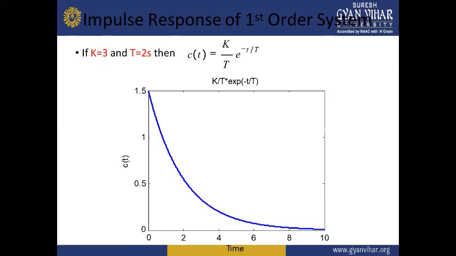So if I plot this for various values of the gain and for T equal to 2 seconds, I will be getting the response of our exponentially decaying system. That means for K equal to 3 and T equal to 2 seconds, the response will be exponentially decaying, which is described in the plot.